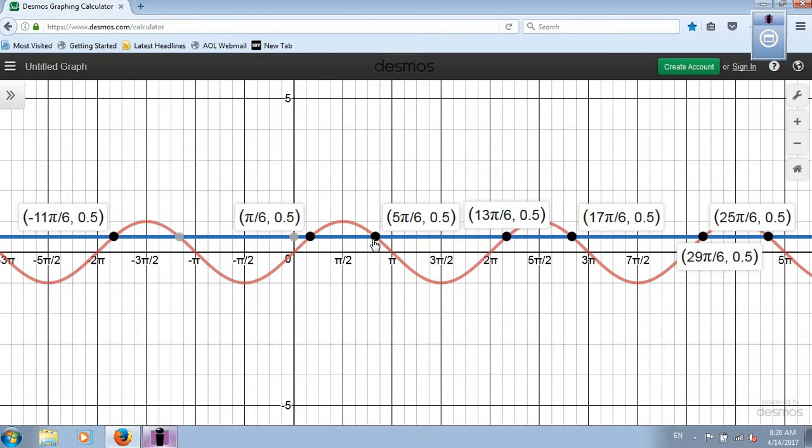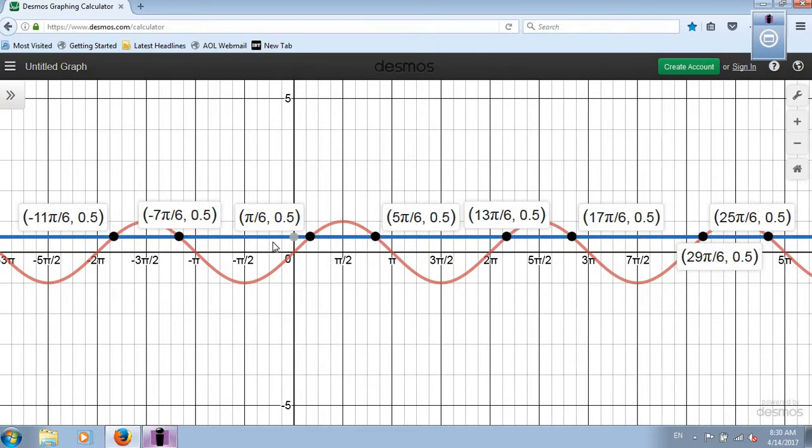Then you can start with 5 pi over 6. You can add 2 pi, which gets you 17 pi over 6. Then you can add another 2 pi, that will get you 29 pi over 6. Or you could subtract 2 pi from 5 pi over 6 to get negative 7 pi over 6. That's also an answer. So you see, all those are intersection points.